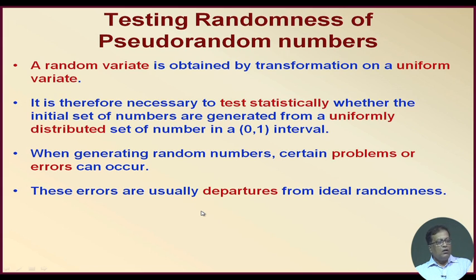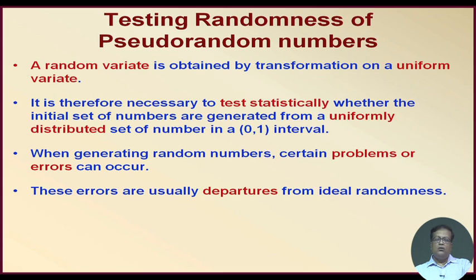In order to test randomness of pseudo random numbers, what is very important is that the random variate is obtained by transformation of a uniform variate, and it is therefore necessary to test statistically whether the initial set of numbers are generated from a uniformly distributed number in (0, 1). Actually, two things are here. The first thing that we have talked about here is called a random variate.